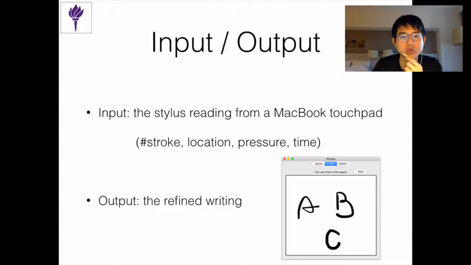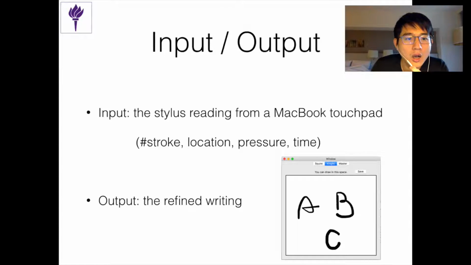Okay, first I want to introduce my input. My input is the stylus reading from the MacBook touchpad, and I wrote a small Swift program to record the stroke location and give an ID, and also the stroke pressure and the timing. The output is that I want to find the refined writing. So how do I do this?